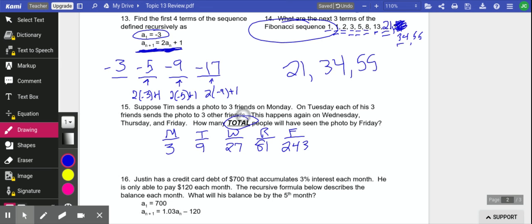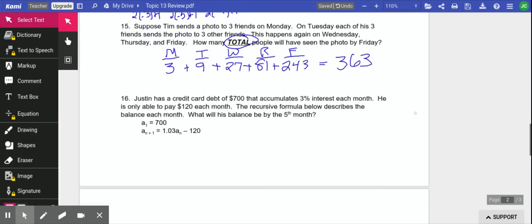We want to know how many total people have seen it, so we are going to take this and add them up. 243 plus 81 plus 27 plus 9 plus 3 gives us 363 people have seen the photo by Friday. I guess 364 if you want to count Tim, but whatever.